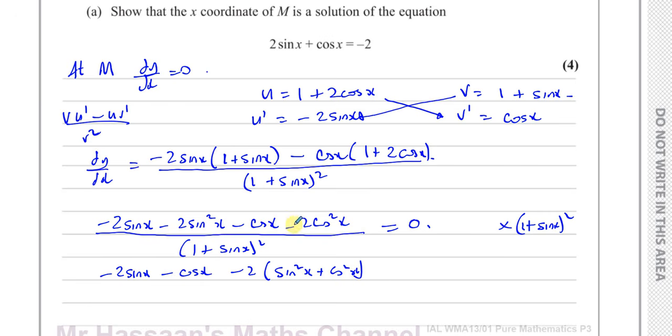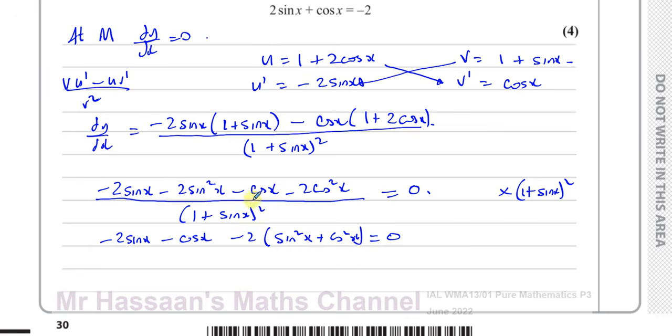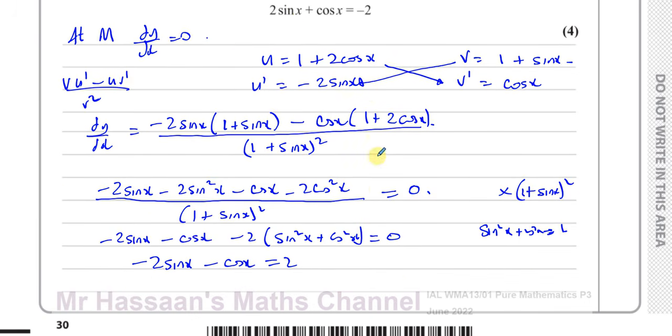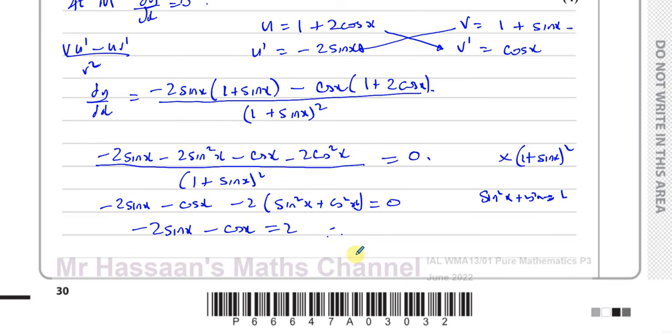I can take out the minus 2 as a factor and write it like that, and you'll see why I've done that. This has now cancelled out, so I'm left with an expression that looks like this. Now I know that sine squared x plus cosine squared x equals 1, so I'm going to have minus 2 sine x minus cosine x equals 2. We've got to show almost the same thing, so just multiply both sides by minus 1, and we're left with what we have to show. Therefore, we can say that 2 sine x plus cosine x equals negative 2. So that's what we were required to show.